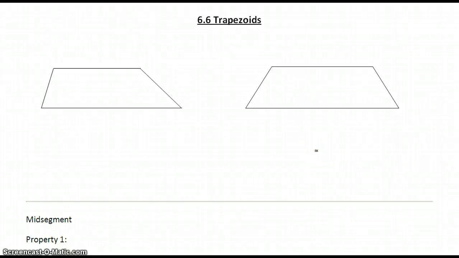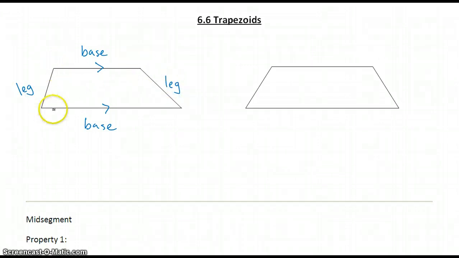A trapezoid is a quadrilateral with at least one pair of parallel sides. The two parallel sides are called the bases of the trapezoid. The two non-bases in a trapezoid are called the legs.